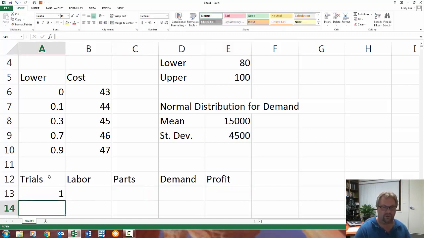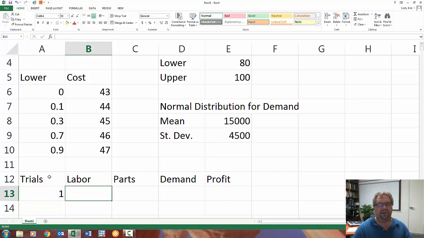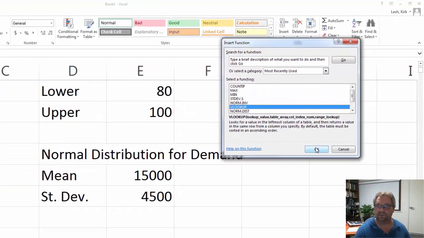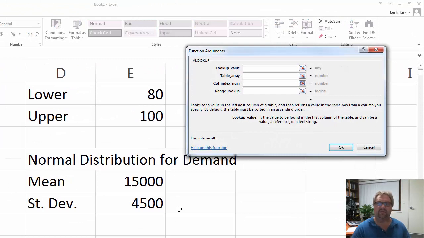All right, so here's trial one. If you think back to that video, we're going to use the VLOOKUP table to simulate our labor. So I'll get that VLOOKUP function, hit OK. And again, for the lookup value, just type in the RAND function. Remember to do the open and close parentheses. Whenever you use the RAND function, it's always RAND, open parentheses, close parentheses. Oddly enough, if you forget those, you're going to get an error message in Excel.